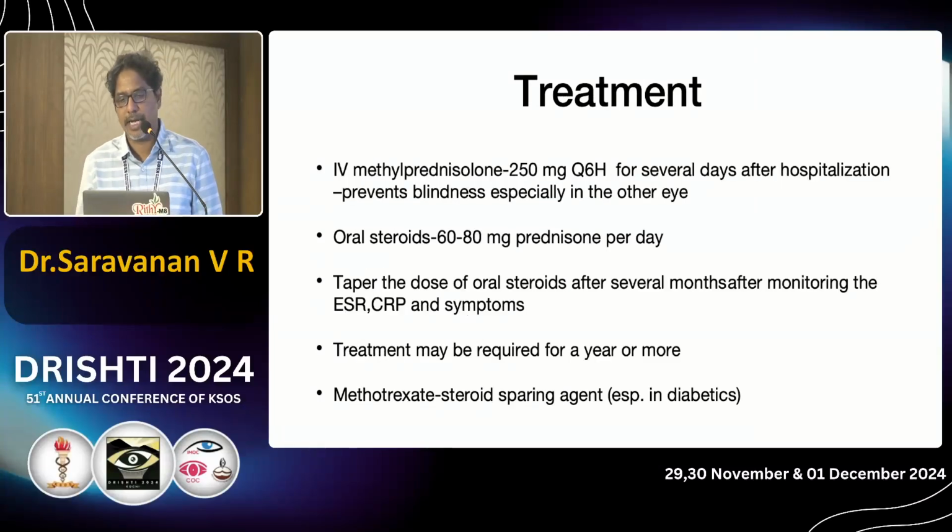So in case you diagnose this, better to refer to a higher center, because in ophthalmology we don't have that much backup to treat them, because the treatment can go as long as 1 to 3 years or more than that also. So high dose steroids initially, followed by non-steroidal immunosuppressive drugs like methotrexate and other things need to be addressed in these cases. I'll stop here. Thank you for the opportunity, sir.